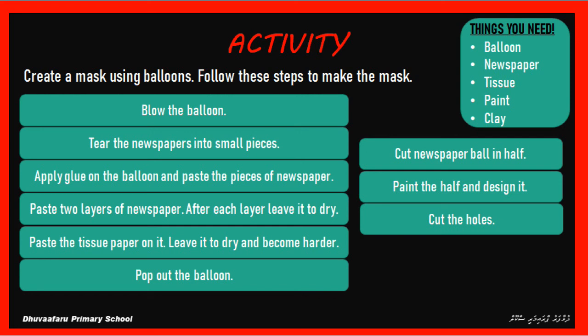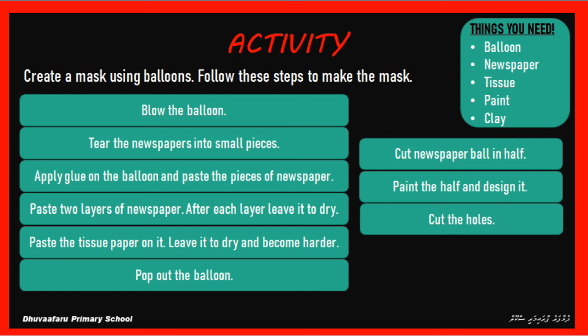You have to paste 2 layers of newspaper on the balloon. Remember that after each layer, you have to leave the balloon to dry. After 2 layers of newspaper, then you have to paste tissue paper on it and leave it to dry and become harder. Once it becomes harder, you can pop out the balloon using a needle or any sharp object.